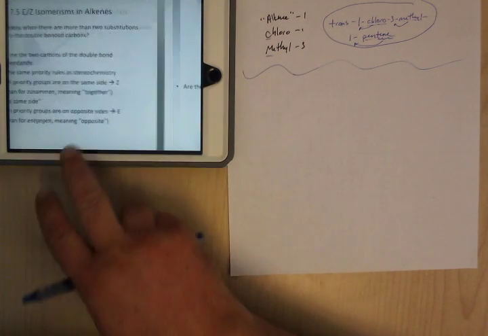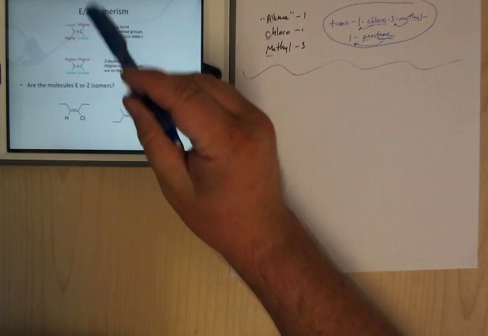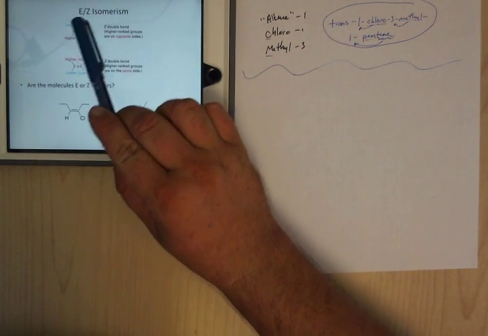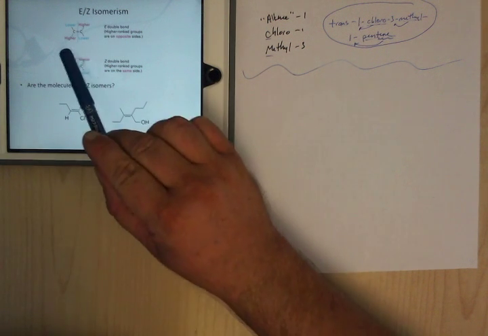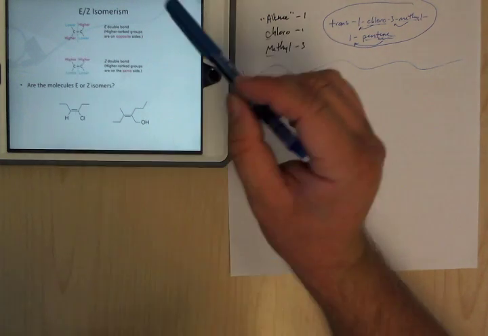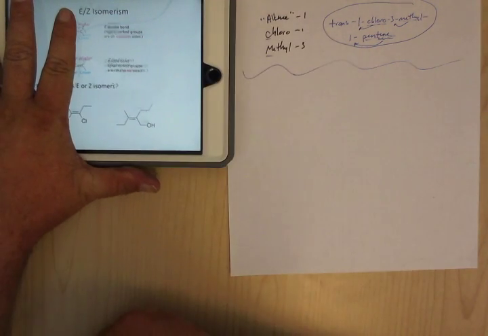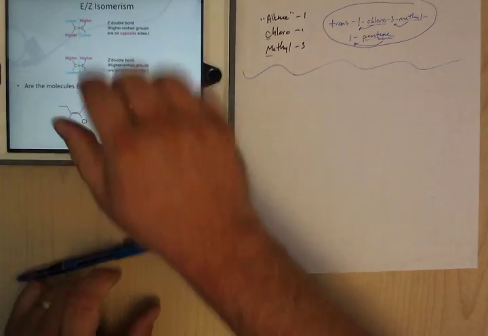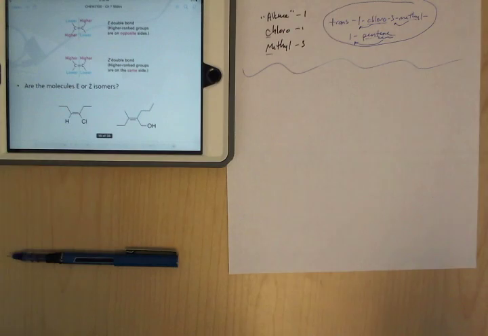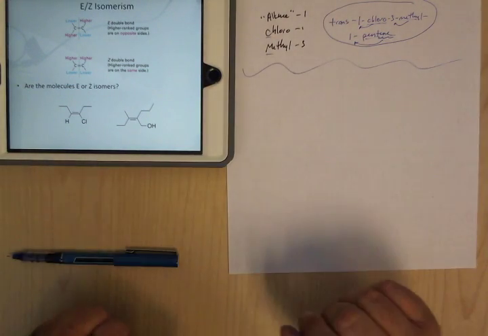Okay, so here we go. Again, you look at the high groups. If the highers are on opposite sides, it's E. If they're on the same side, it's Z. So you look on one side, see what happens, then you look on the other side, see what happens.